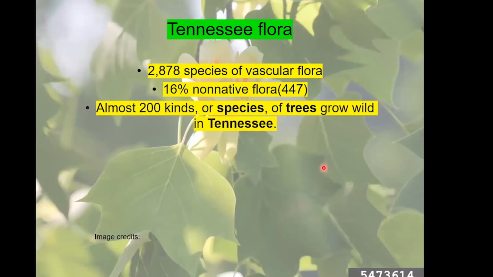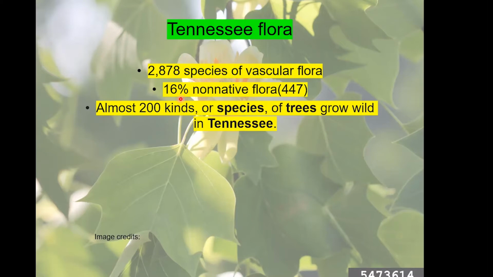When you talk about the Tennessee flora, there's 2,878 species of all those. A little over 400 of them are non-native. And non-native means they just came in from other places. It doesn't mean that they're invasive all the time. It just means that they weren't originally in our area, probably 100 years ago or so. There's certain criteria that people use for native and non-native.